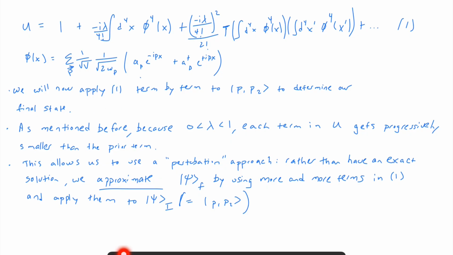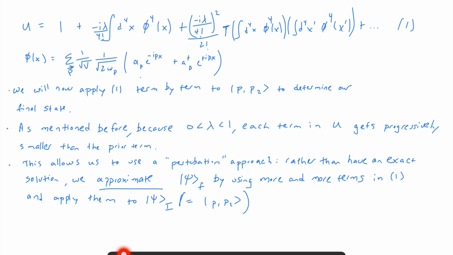As before, we mentioned that lambda is a fraction between 0 and 1. And because of that, each of these terms will get progressively smaller than the previous term, because this has lambda to the 0th power. This has lambda, which is a fraction, to the first power. This has lambda squared. Remember, if you square a fraction, it gets smaller. So progressively, each of these terms will be smaller than the previous term.